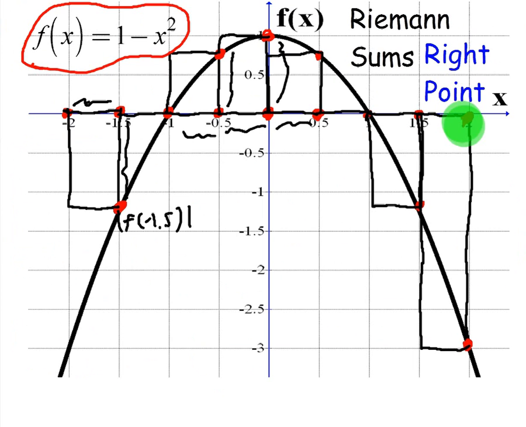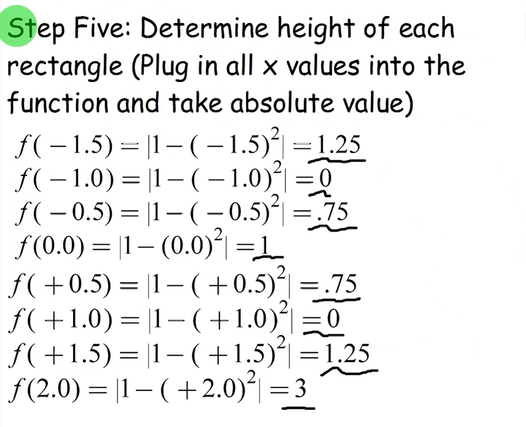So basically what you do is you find all of these heights, and you add them up and you multiply by the width of each rectangle, because rather than having to multiply by the width each time, you can just pull that out as the GCF, add up all the heights, and then multiply by the width at the end. So we would determine all the heights by plugging in all these rightmost points.